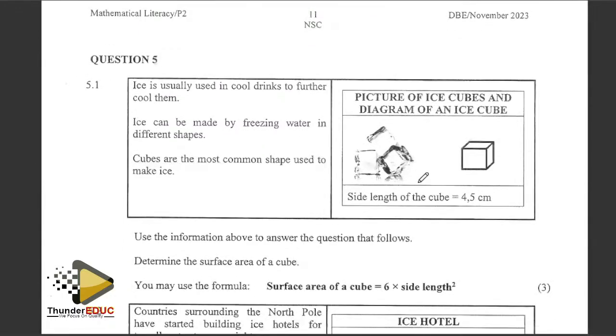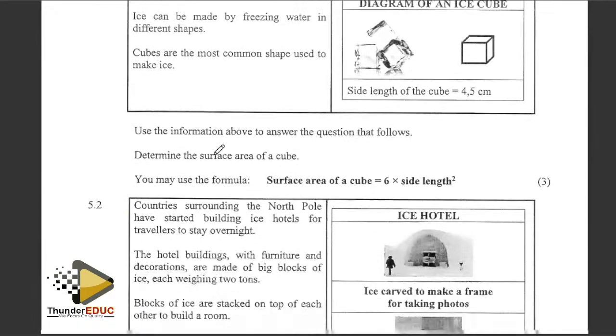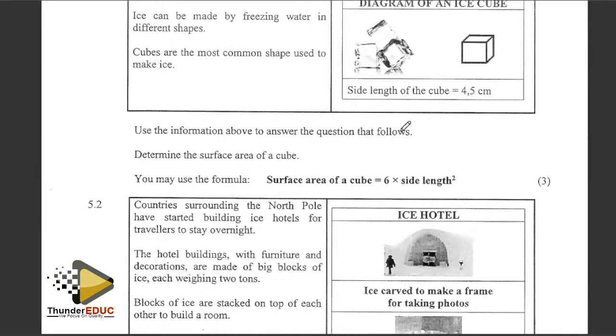Let's still look at question number 5. Ice is usually used in cool drinks to further cool them. Ice can be made by freezing water in different shapes. Cubes are the most common shape used to make ice. Use the information above to answer the questions that follow. Determine the surface area of a cube. Now remember, a cube has 6 sides and they're all equal. So all you do, look for the area of only one side, then multiply it by 6.